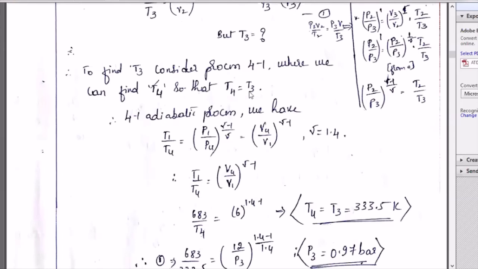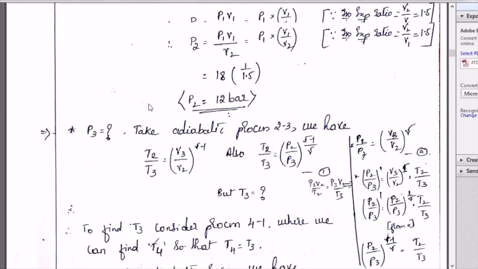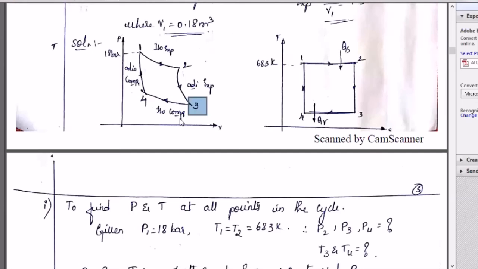If I use the 3 to 4 process, I cannot find it either, because the isothermal compression process has only one equation, that is P3 V3 into ln of V3 by V4. So in that also I cannot find out T3. But you know T3 is equal to T4 from the TS diagram. T3 is equal to T4.